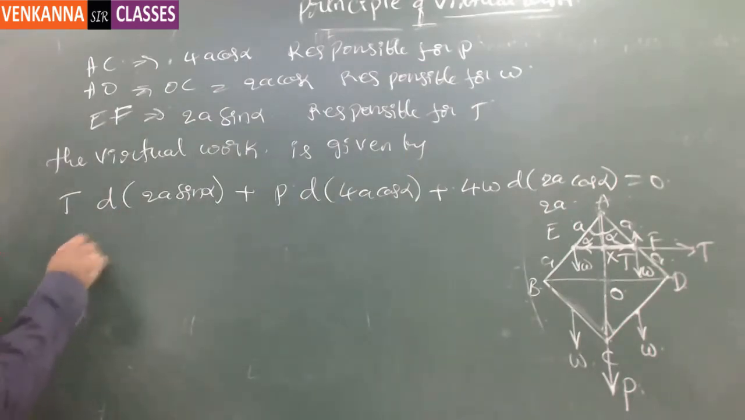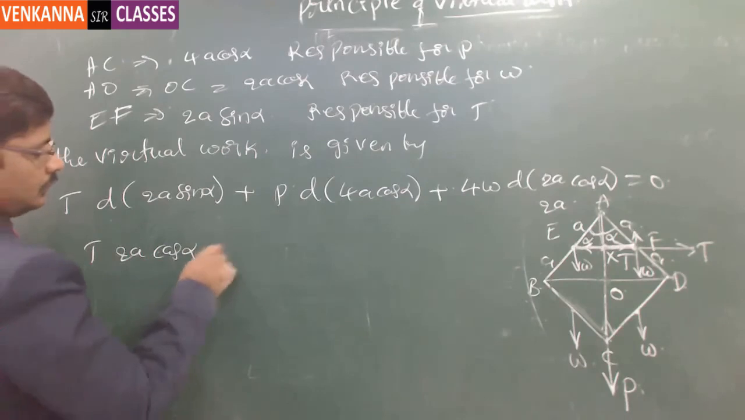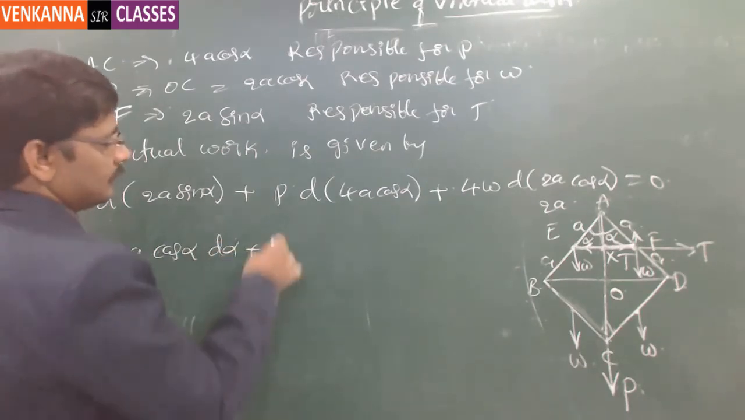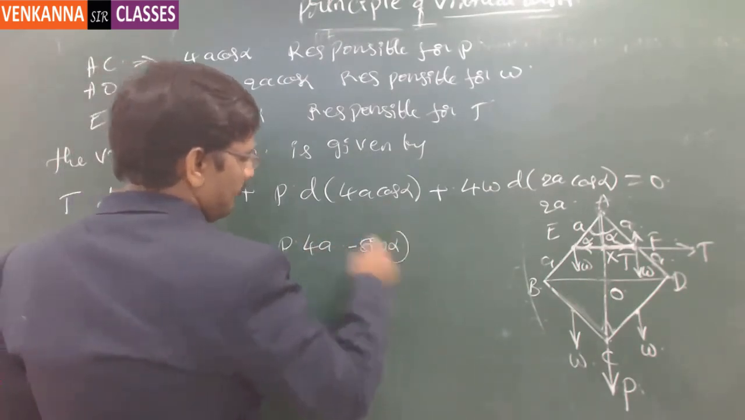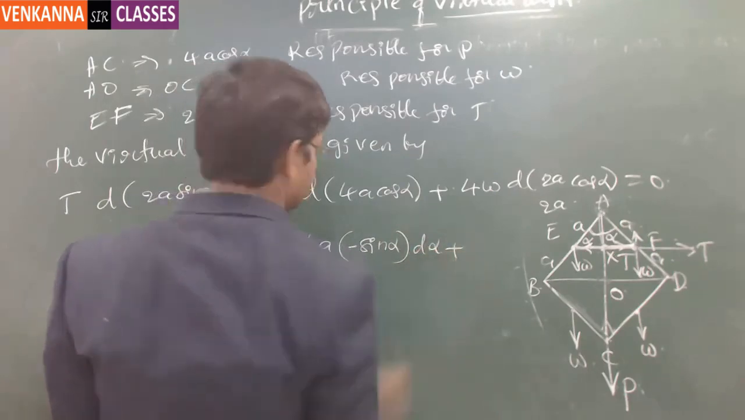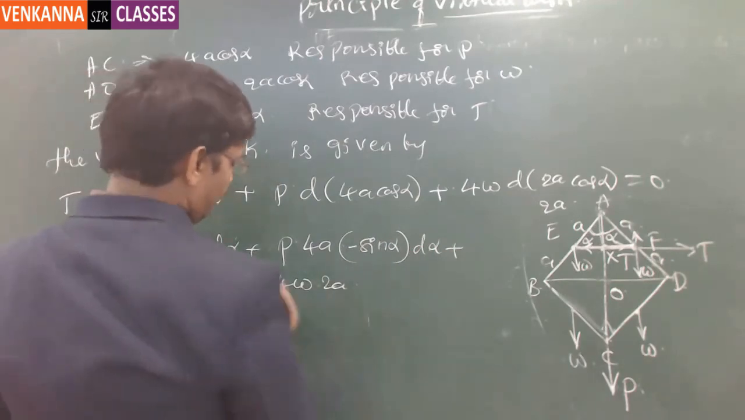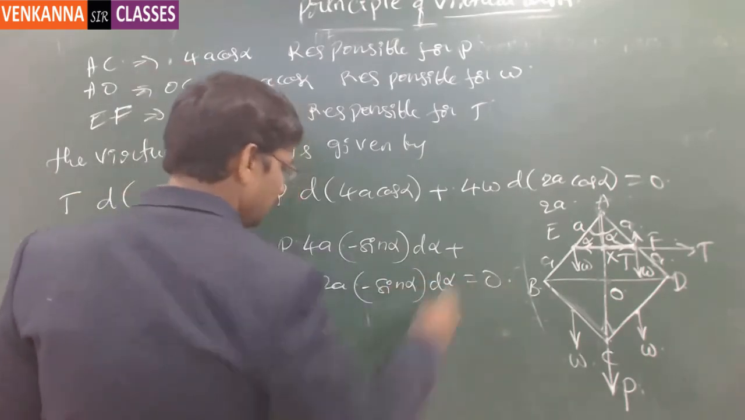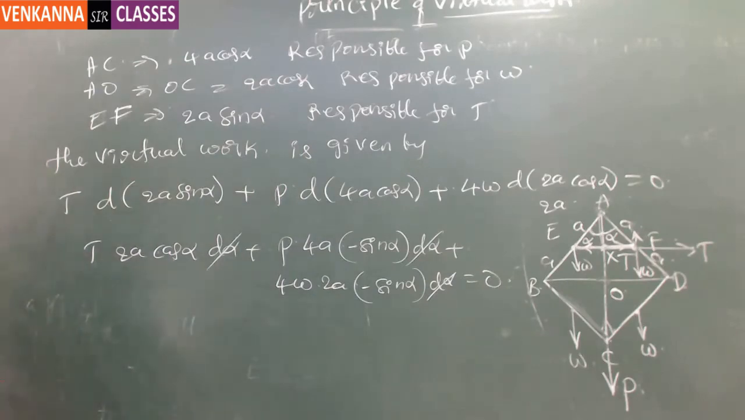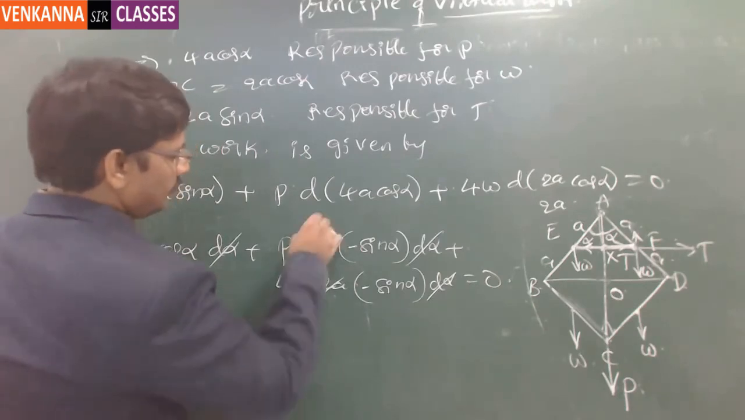Now if you simplify this, T times the derivative of 2A sin alpha: 2A is a constant and the derivative of sin alpha is cos alpha, into d alpha, plus P times 4A into the derivative of cos alpha, which is minus sin alpha, into d alpha, plus 4 times W times 2A into the derivative of cos alpha, which is minus sin alpha, into d alpha, equal to 0. Now this d alpha will cancel out, and out of this 4A there will be only 2 left over.